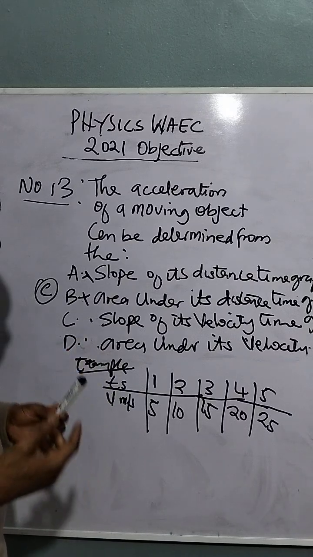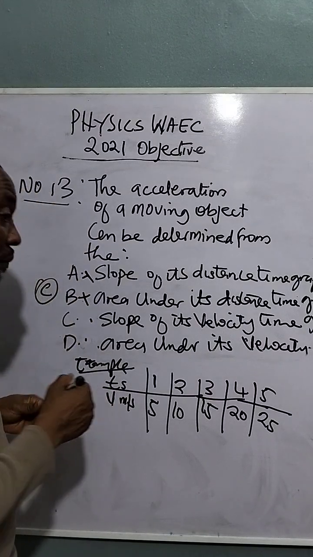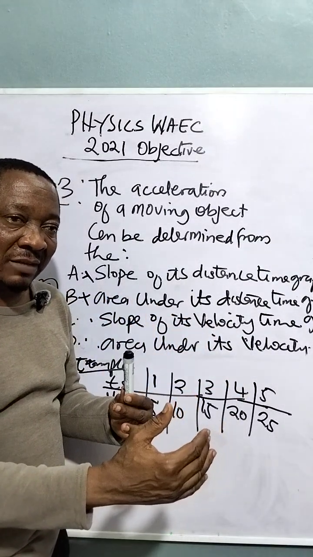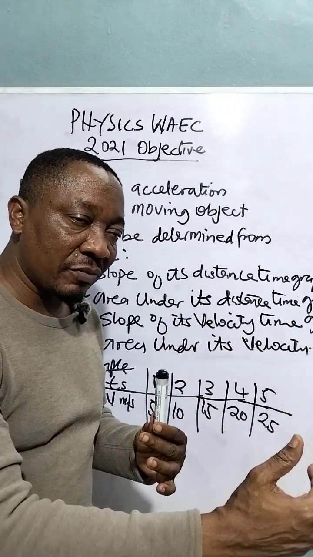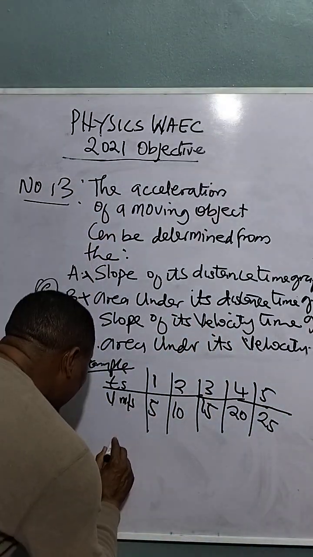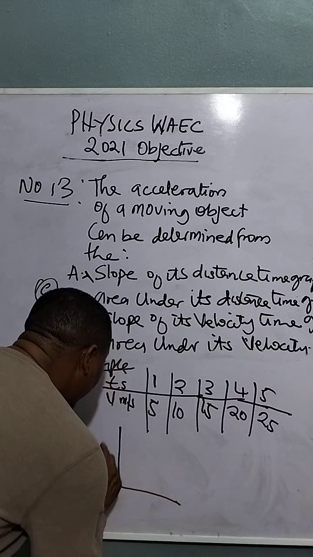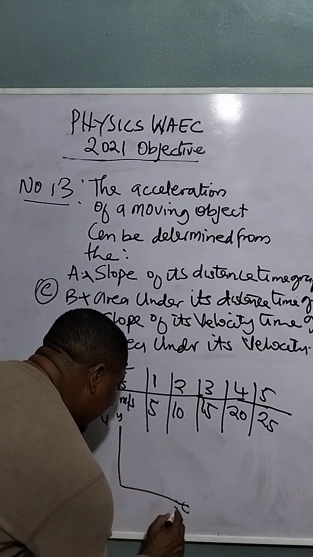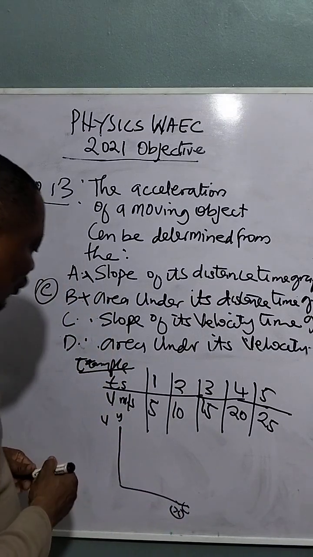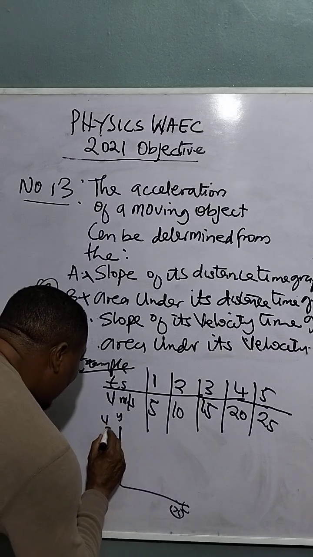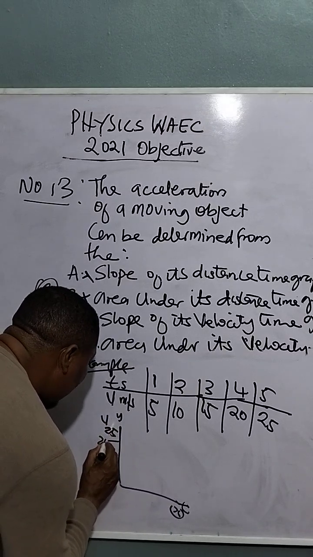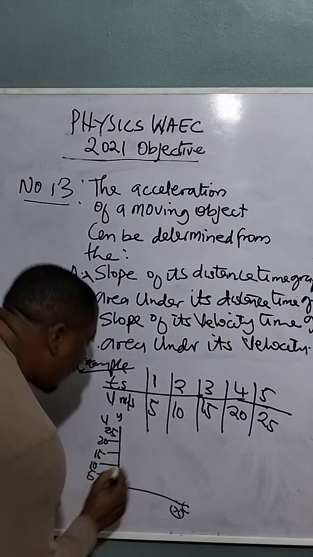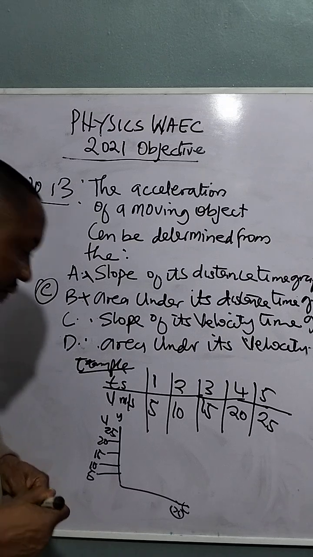Now what we need to do is plot a graph of velocity against time, since velocity is directly proportional to time. You indicate this as v and this as t, and sometimes you call this y and this x. So what is the highest number of the velocity? 25. What is the next one? 20. Then 15. Then 10. The last one is 5. And what is the highest number of time?